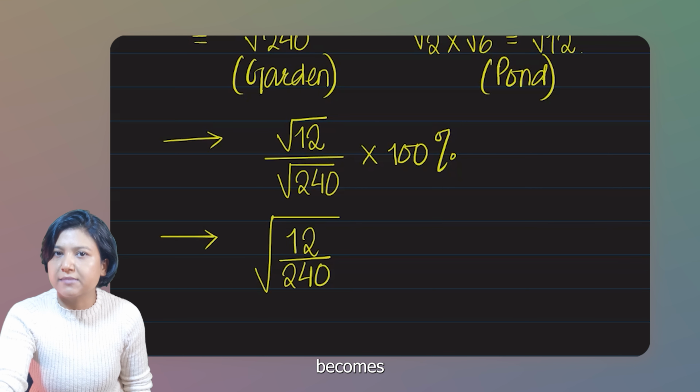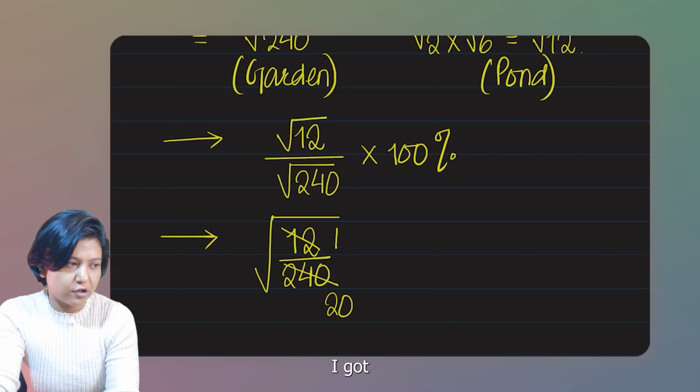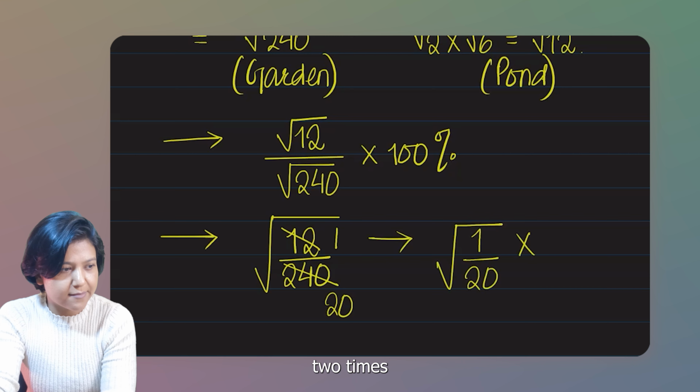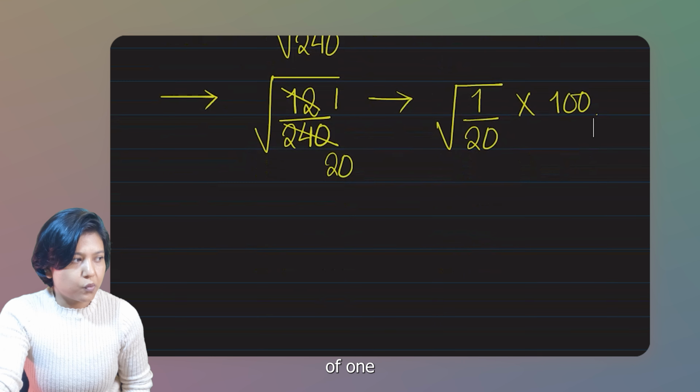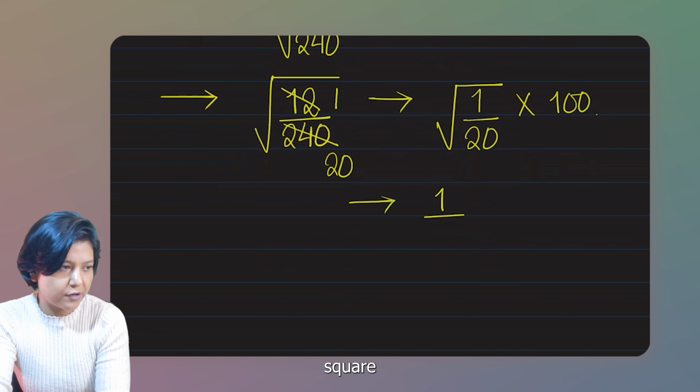12 upon 240 becomes a fraction. You know how to solve it. 12 times 1 is 12, 12 times 20 is 240, so 1 upon 20. I got the square root of 1 upon 20, and now we have to multiply this with 100%. Square root of 1 upon 20, square root of 1 is just 1. Now think about square root of 20.